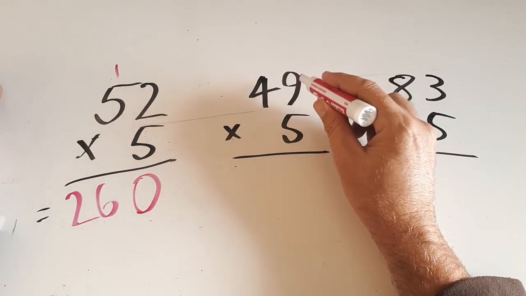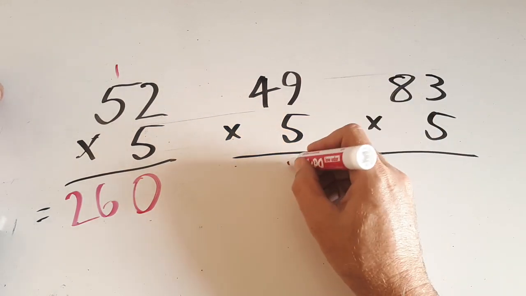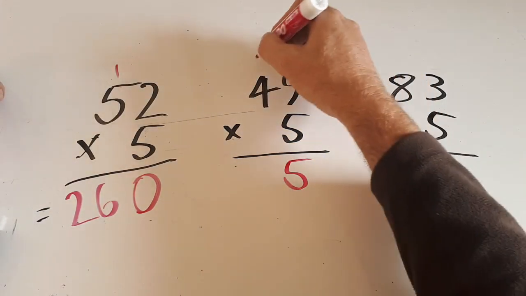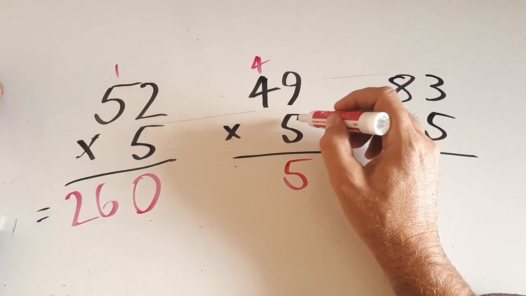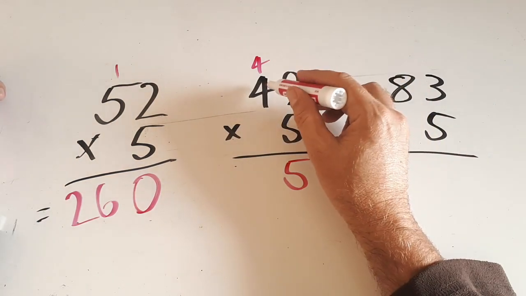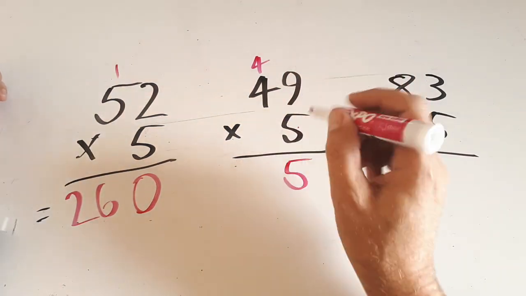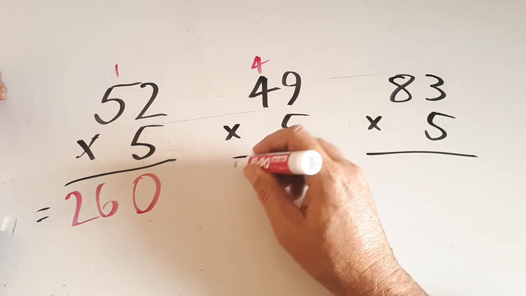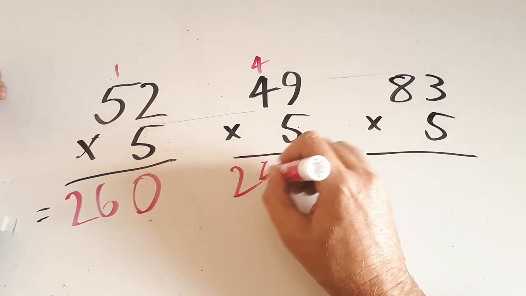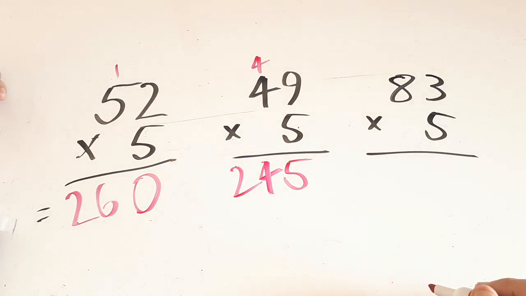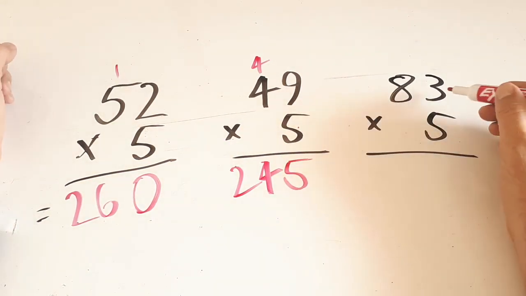Okay, 5 times 9 is 45. 5 goes down there. The 40 goes up with the tens. 5 times 4 is 20. Plus 4 is 24. Huh. I think we were right. 245. Pretty good. Bigger one this time.